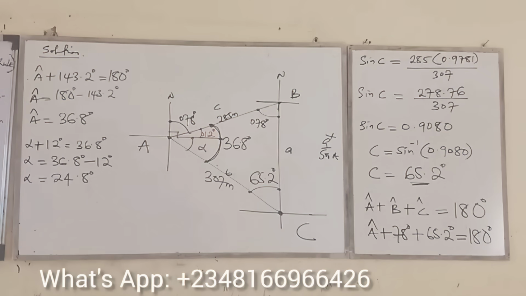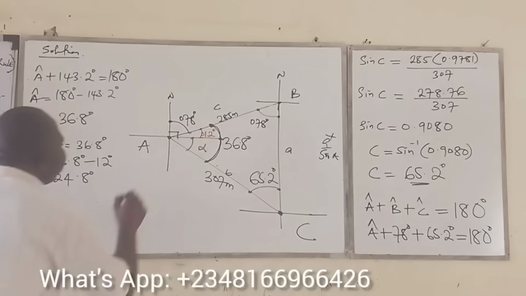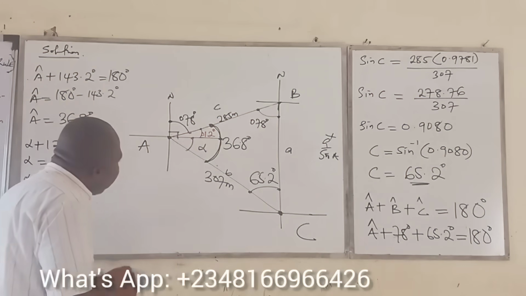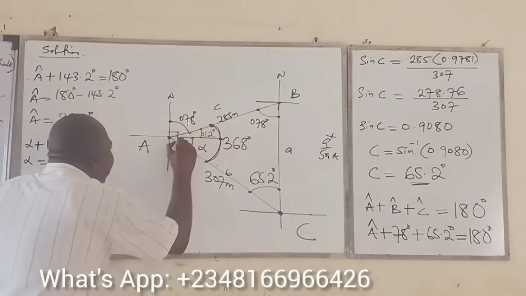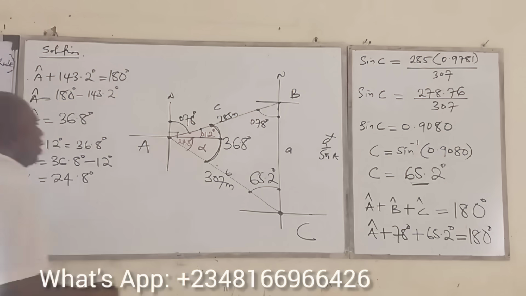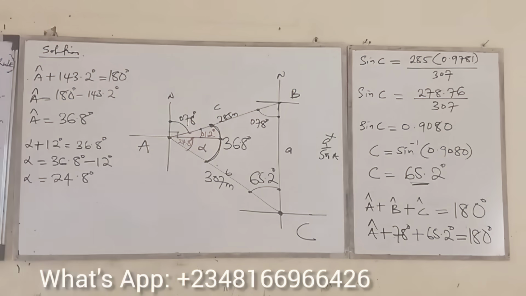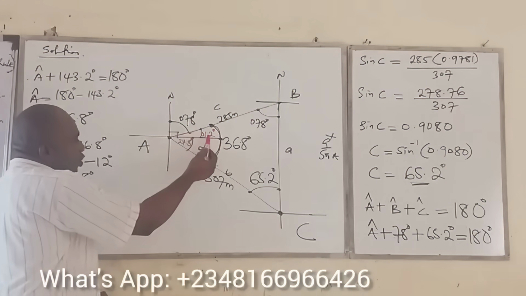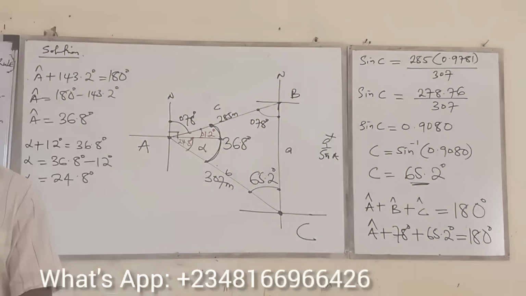36.8 minus 12 degrees gives us 24.8 degrees. So this angle here, let me also apply my red ink, this angle is 24.8 degrees. That's the value of that small angle. So when you add 24.8 plus 12 degrees, it gives 36.8 degrees.